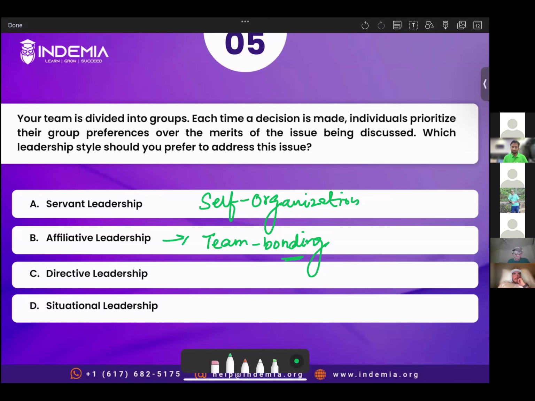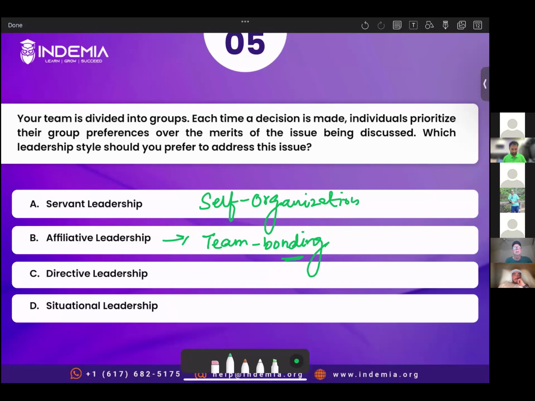Situational leadership style is where you change your leadership style according to the demands of the situation. It is also called adaptive leadership style. So the correct answer is affiliative leadership style, focusing on team bonding, team building, and team relations to make sure there shouldn't be any sort of division among team members, right? So the correct answer is option B.